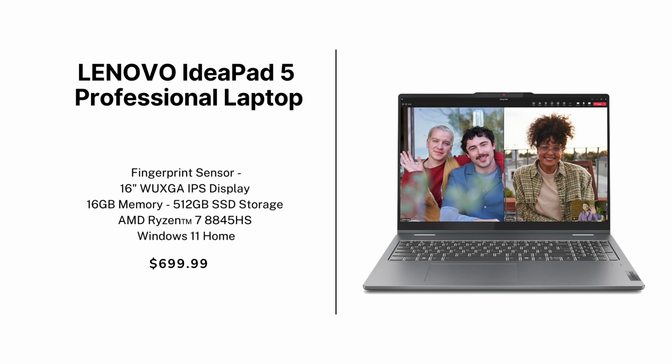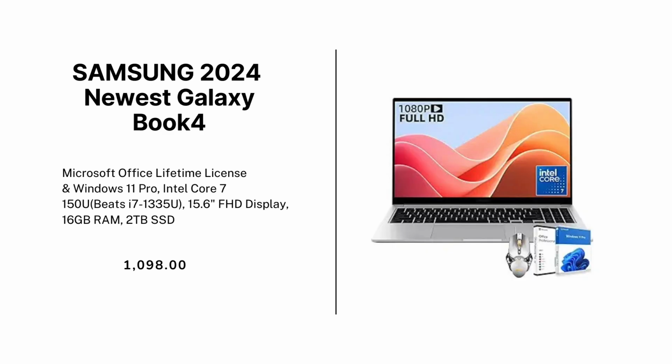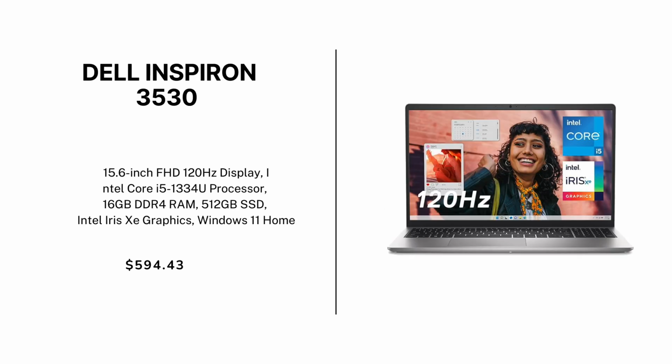Now I'll start with the Windows computers. This is a Lenovo IdeaPad 5. It has 16 gigabytes of memory, 512 gigabytes of storage, and an AMD Ryzen processor. This is a Samsung Galaxy Book 4. It has an Intel Core 7 processor, 16 gigabytes of RAM, and 2 terabytes of storage. This Dell Inspiron has an Intel Core i5 processor, 16 gigabytes of RAM, and 512 gigabytes of storage.